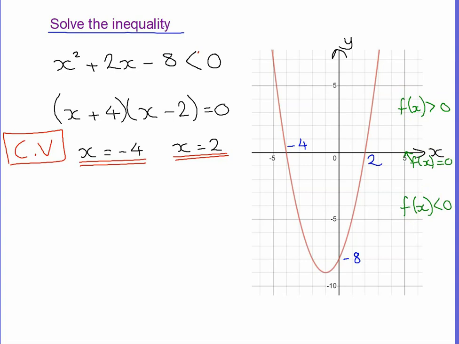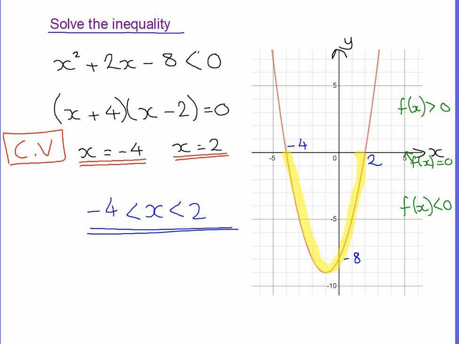So if I get my highlighter, all the values that are less than 0 are below this x-axis. So we can say with confidence, when we look at values lower than 2 on the x, so all of these values in here, the function is below the line. And when we look at all the values greater than -4, okay, so that's one done.